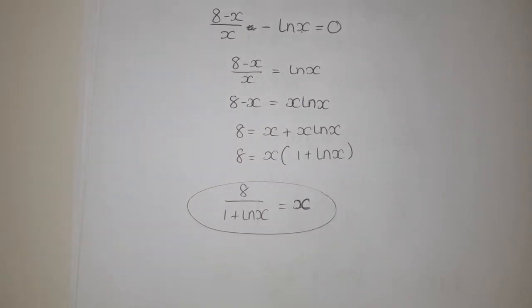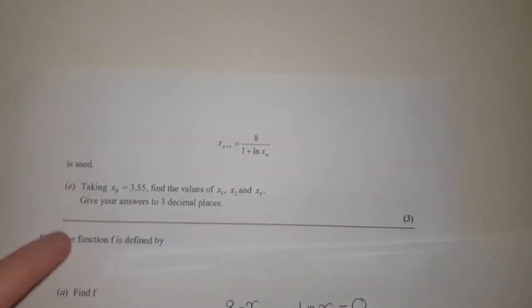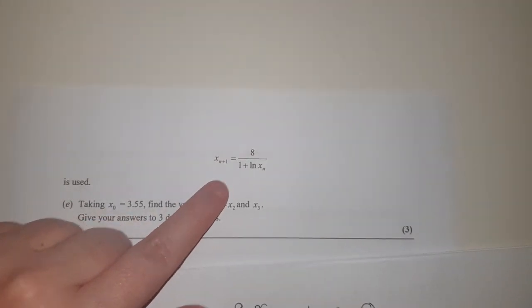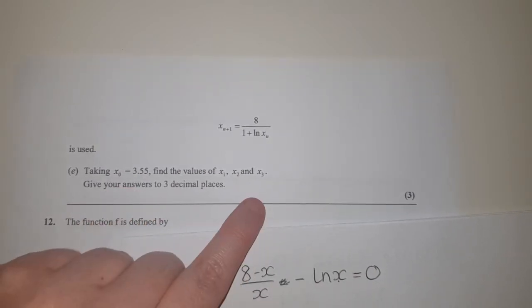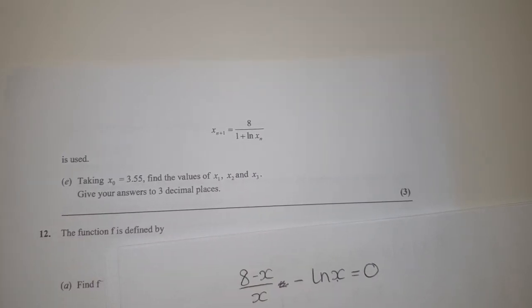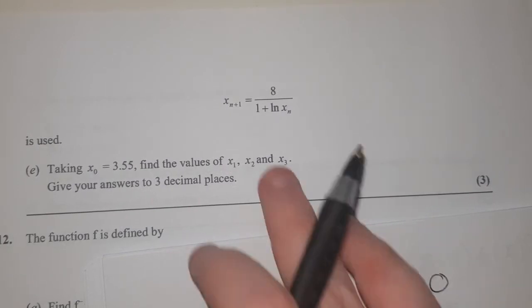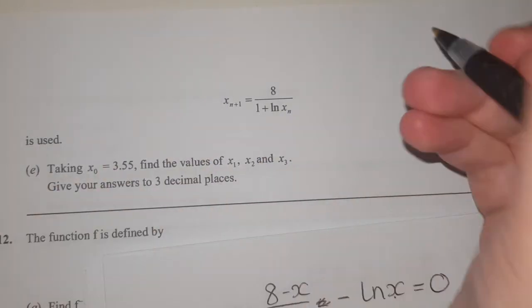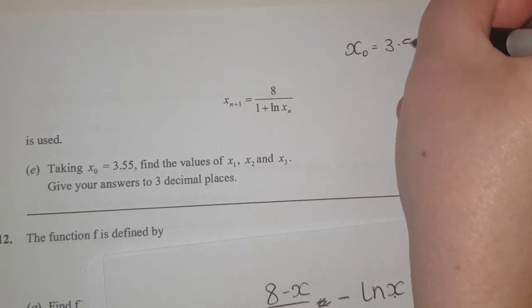It's then got question E. You're then going to use that rearrangement that we've just worked out, taking x0 as 3.55. We're going to find x1, x2 and x3. Let me just zoom in a little bit. Remember what I said about how you set these up? So always type in your first x value that you're given. So we're given x0 is 3.55.